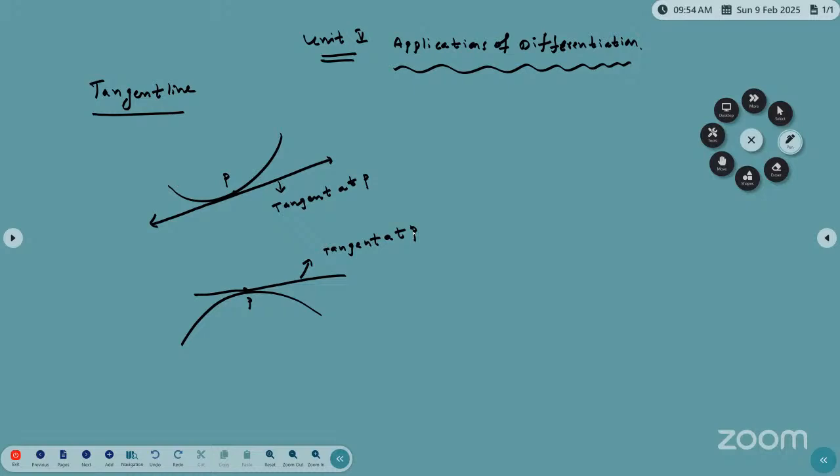In geometry, tangent to a curve is a straight line which touches the curve at 1 point. In geometry, tangent to a curve is a straight line. Which line? Straight line, which touches the curve at 1 point.